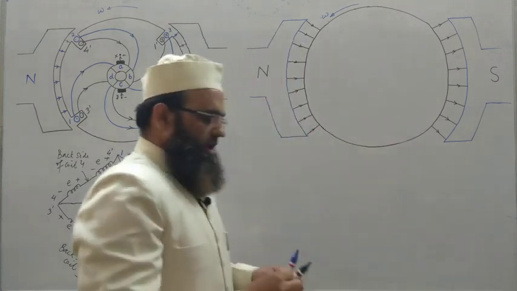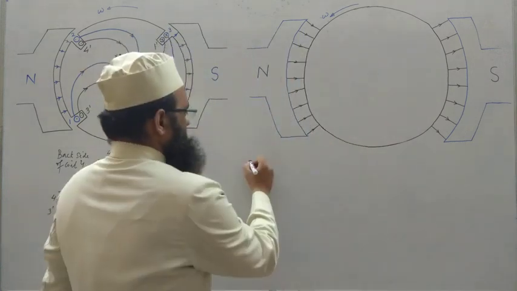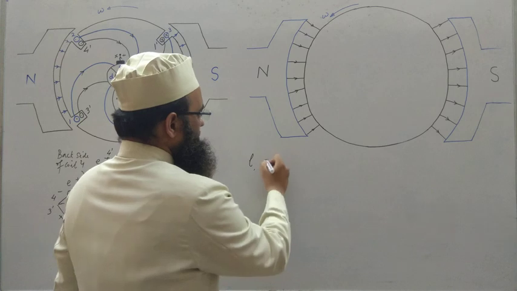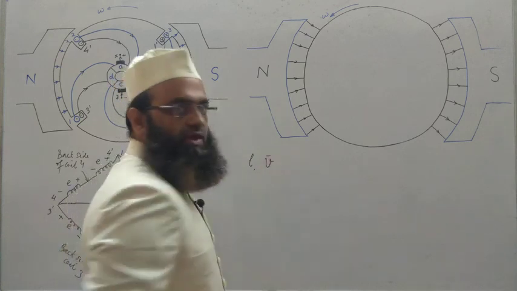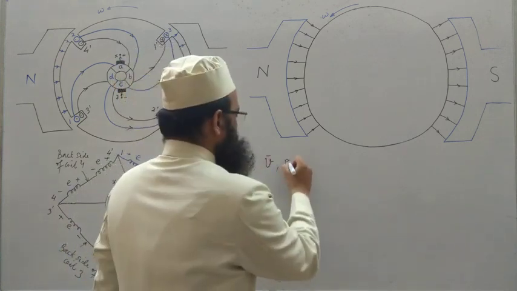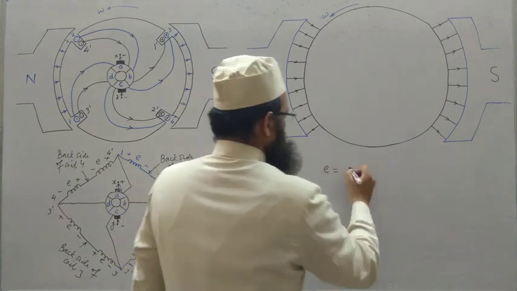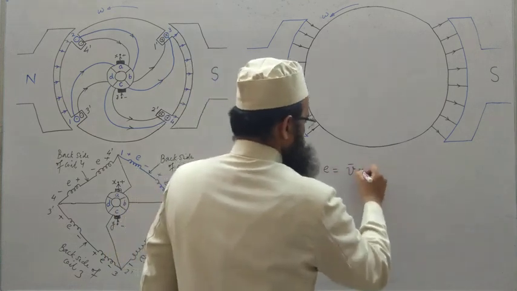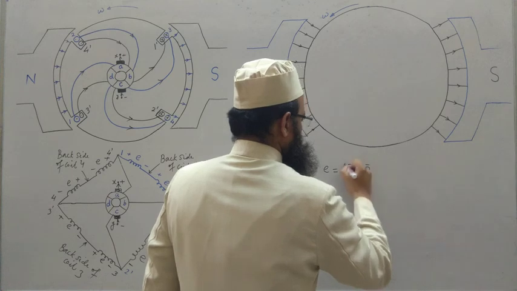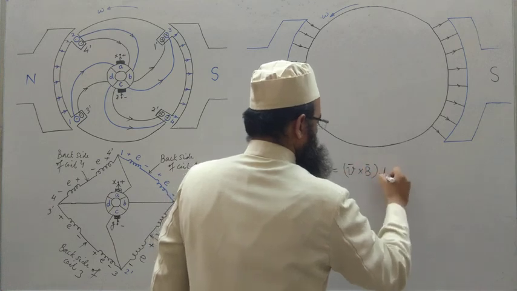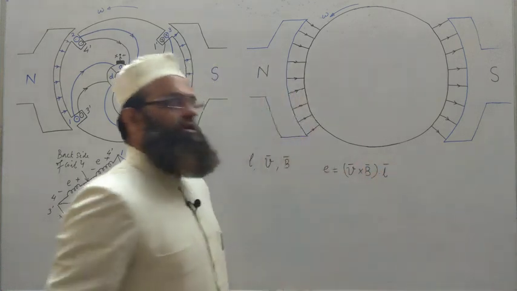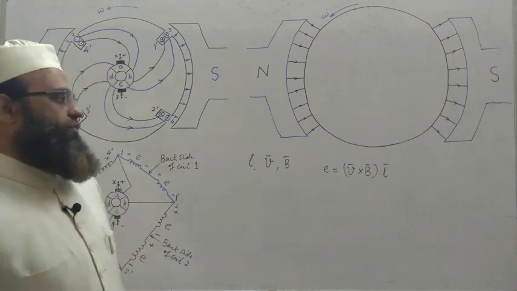EMF induced in a conductor of length L moving with velocity V in a magnetic field B is given by E is equal to V cross B dot L. Let us take L as a position vector.